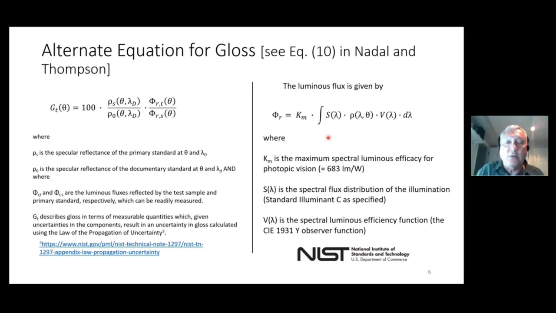So given the measurement equation, an uncertainty in gloss can be directly calculated from an estimate of the uncertainty in the components using the law for the propagation of uncertainty, which I'm referencing here. In practical instruments today, you might be using a spectrometer as the detector instead of just a photocell. And in that case, the integration would be replaced by a summation over the spectral range. From this point on, I'm going to be using this Nadal equation for the gloss.